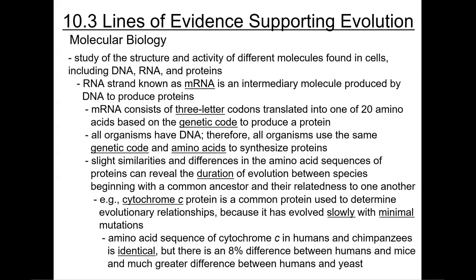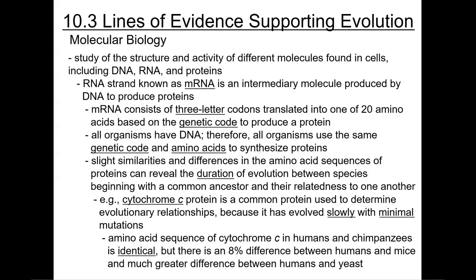Slight similarities and differences in the amino acid sequences of proteins can reveal the duration of evolution between species, beginning with a common ancestor, and their relatedness to one another. For example, the cytochrome C protein is commonly used to determine evolutionary relationships because it has evolved slowly with minimal mutations, so it's easy to trace back.